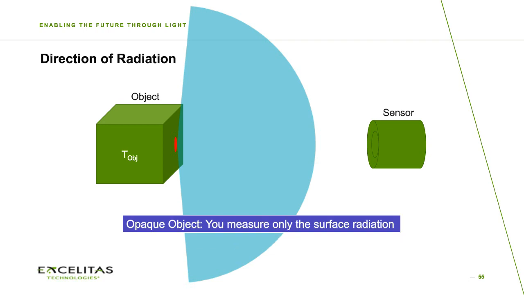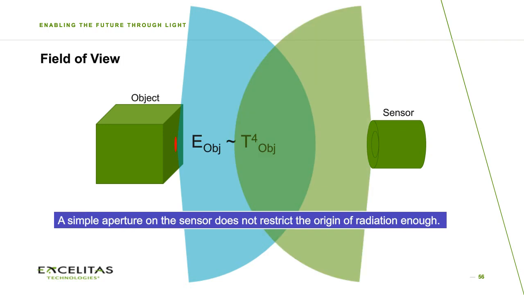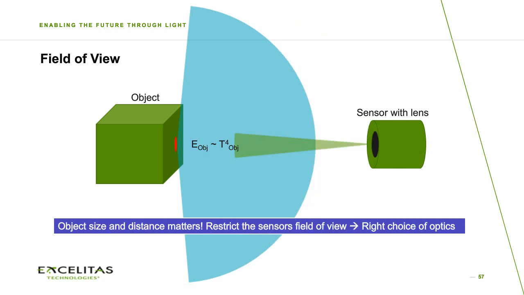You are measuring only the surface radiation, I said already. When you put just a sensor in front of it without any optical system, then a simple aperture does not do the job, because the field of view of the sensor is collecting photons from a much wider area than the object itself. So the first thing you need to do is have a look at a sensor which reduces the field of view down so that you are focusing only on this spot of interest. So the right choice of optics is important.